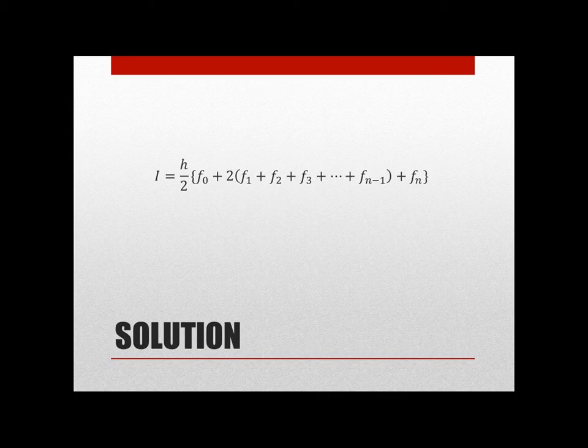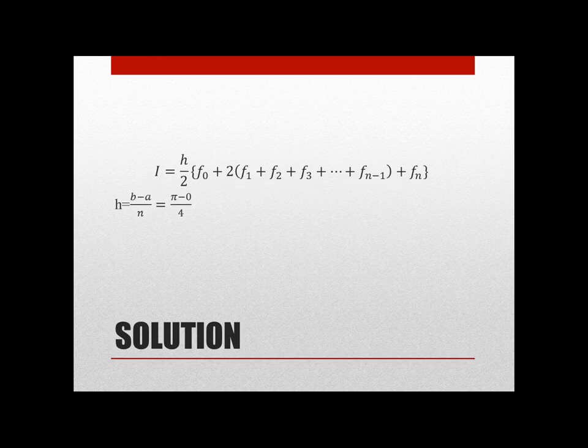Okay, so based on our given, the value of h based on our formula is b minus a all over n. So substituting, b is pi and a is 0, all over n, which is 4. So our h will become pi over 4.